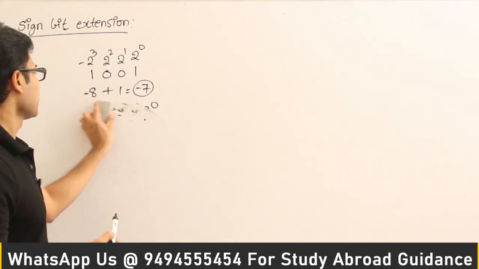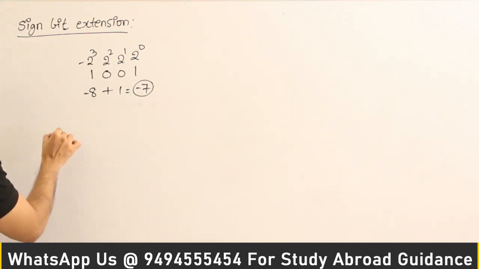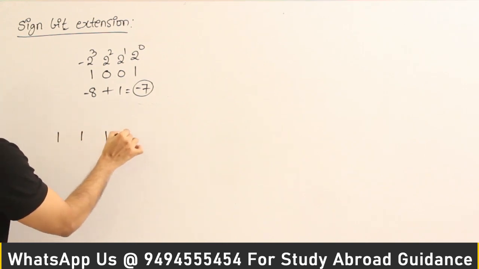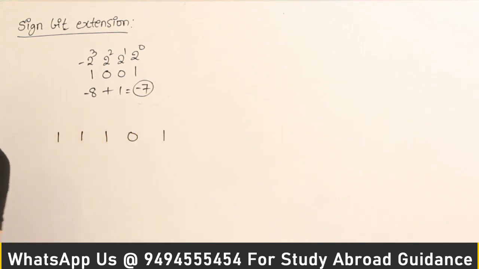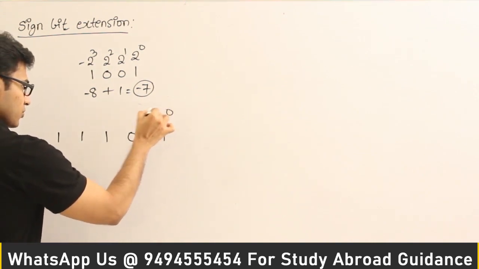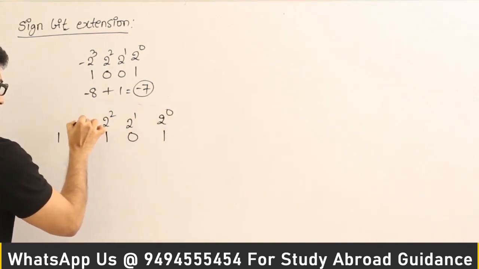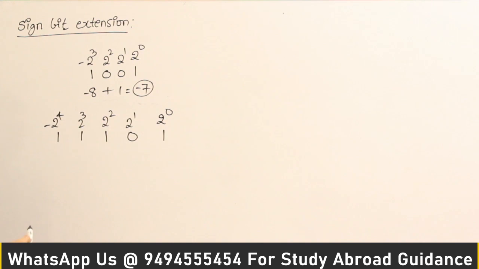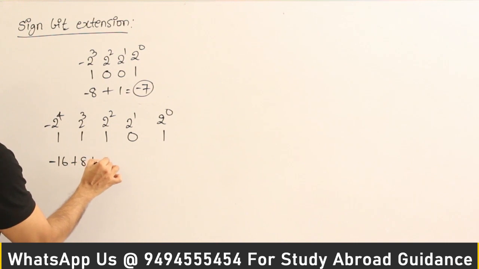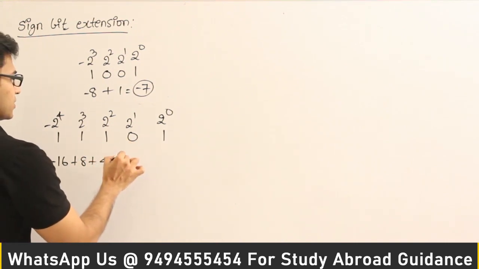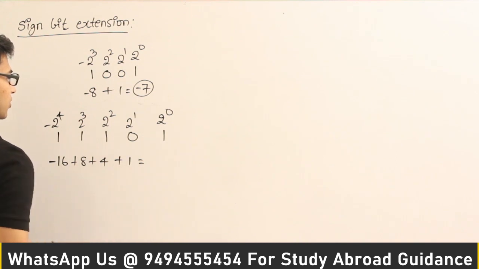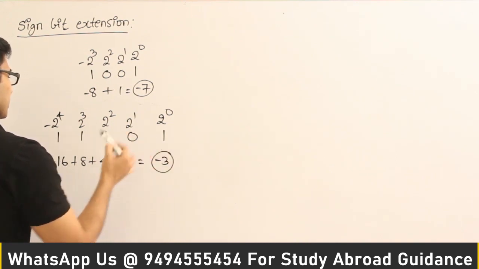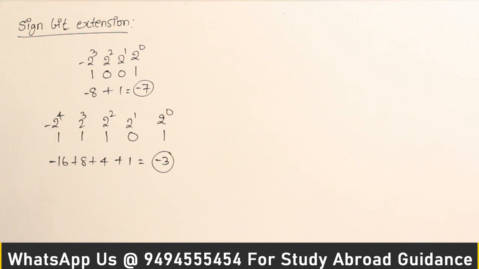I'll just expand it. 1 1 1 0 1. I want to find out the value of it. The weight of this is 2 power 0, 2 power 1, 2 power 2, 2 power 3 and minus 2 power 4, which is nothing but minus 16. So the value of it is minus 16 plus 8 plus 4 plus 0 plus 1. So I think you are going to get it as minus 3. You can check it. Fine.